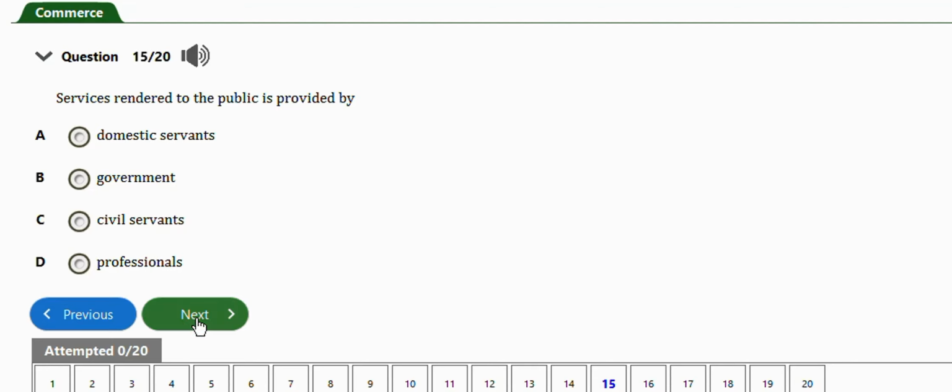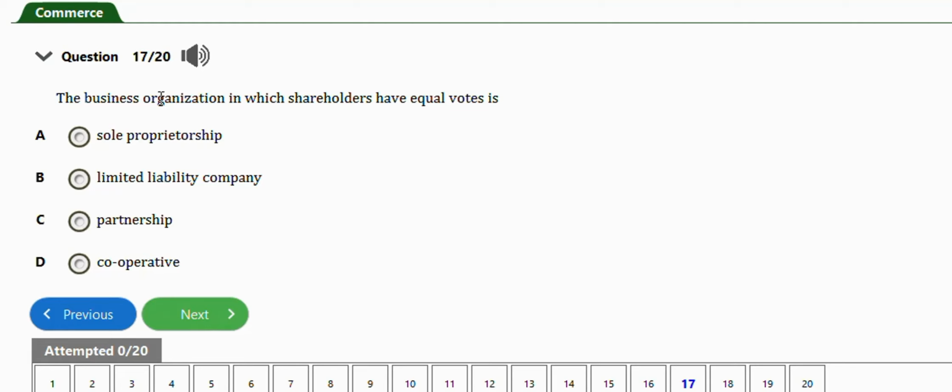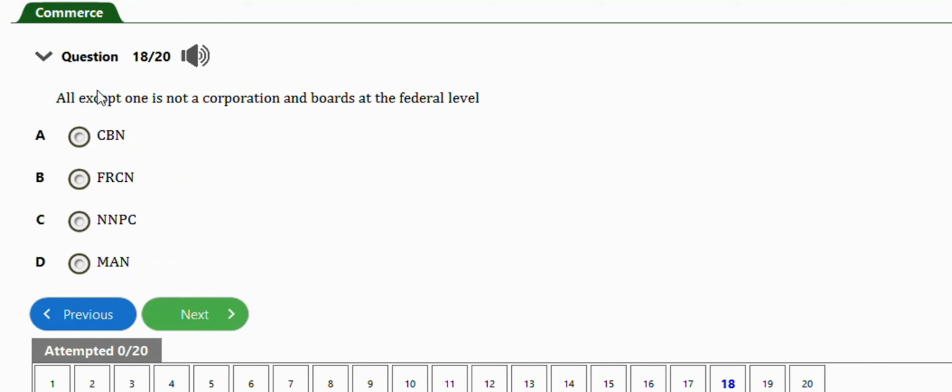Next question, it says services rendered to the public are provided by the government. Option B. Next question, it says public corporations are set up by the government, private individuals, the cooperative and individual, the government. So the right answer is option D, the government. Okay, so next question is this one. It says the business organization in which shareholders have equal vote is a cooperative. Option D, very important.